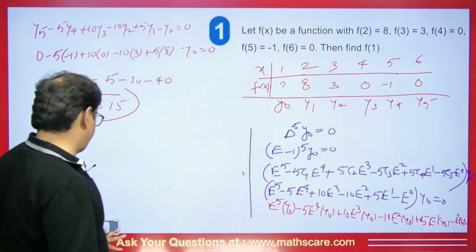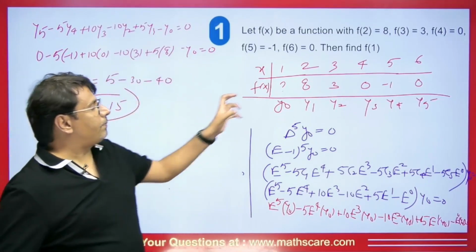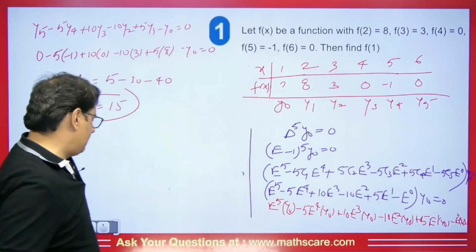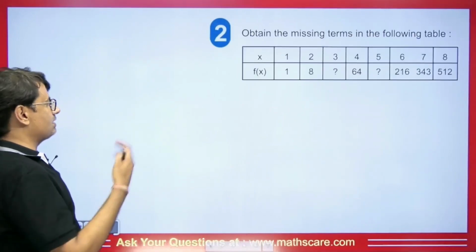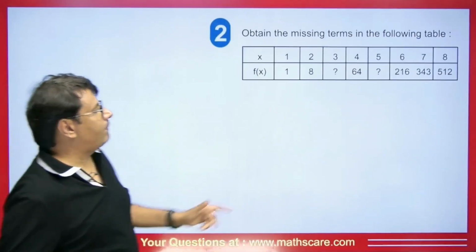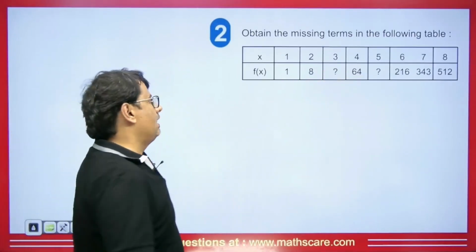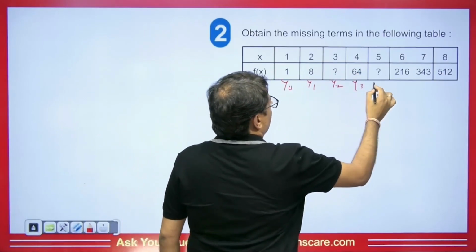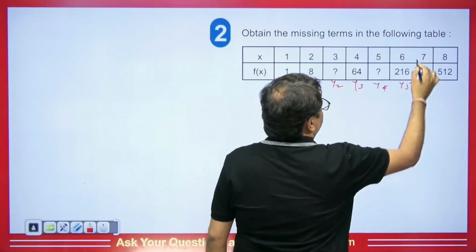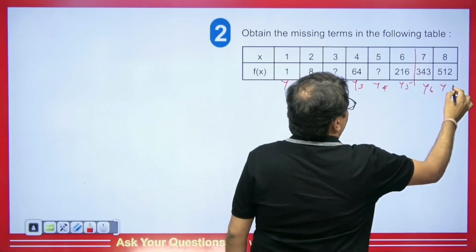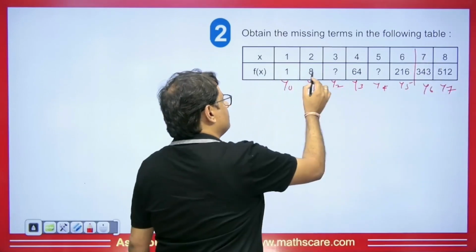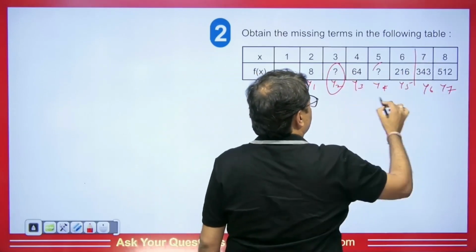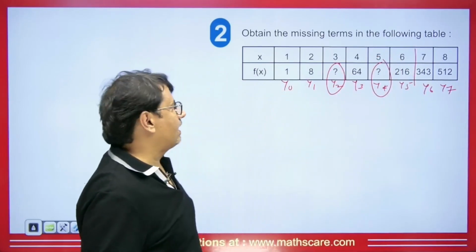So this is how we can find its value. Now we will talk about what if we have two terms missing. So let us try to understand this. Like we have this question given here, and here we have two terms missing. So what will we do? Students, we have y0, y1, y2, y3, y4, y5, right? And y6 and y7, where we are missing y2 and also y4. So in that case, what will we do?